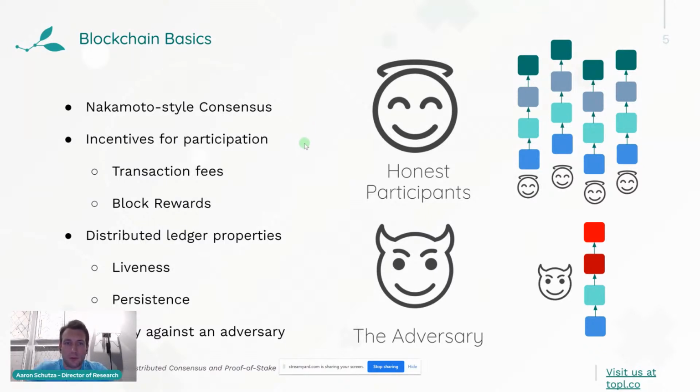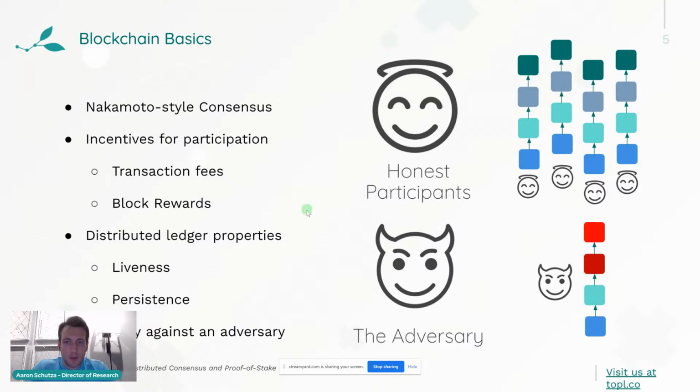And the true novelty of that was incentivizing participation for a distributed consensus protocol, and incentivizing with block rewards, that is, rewards that are printed into the ledger just to incentivize the production of blocks in the first place. And there's also transaction fees that are collected by all the participants.